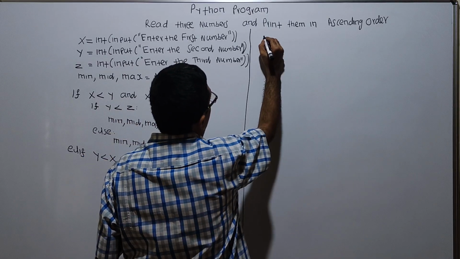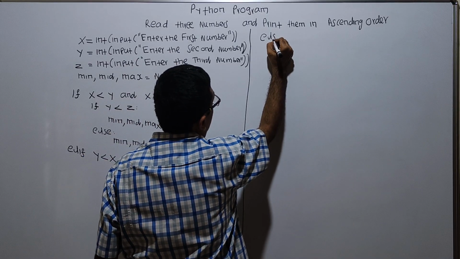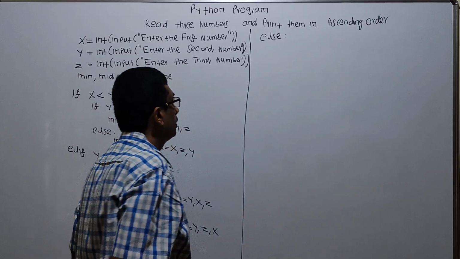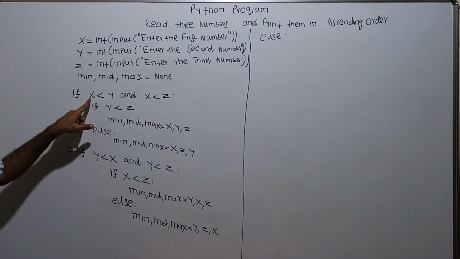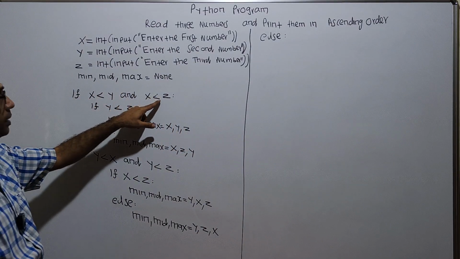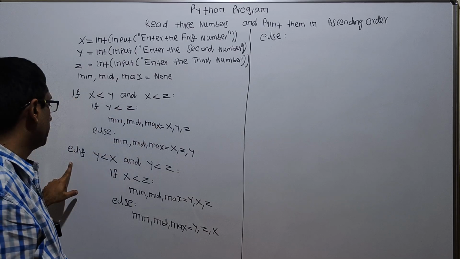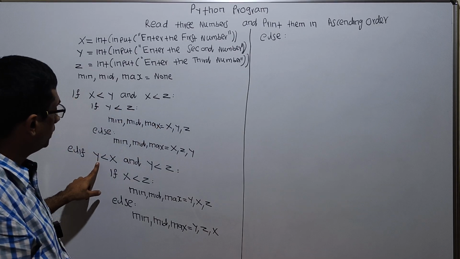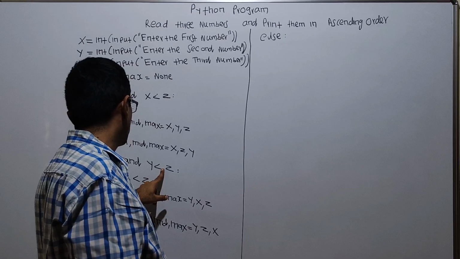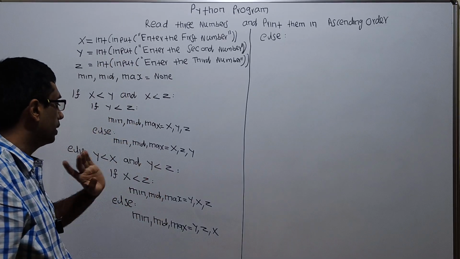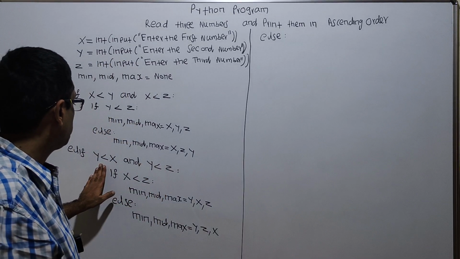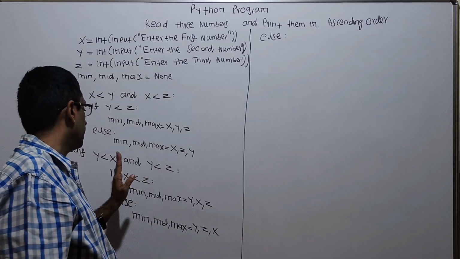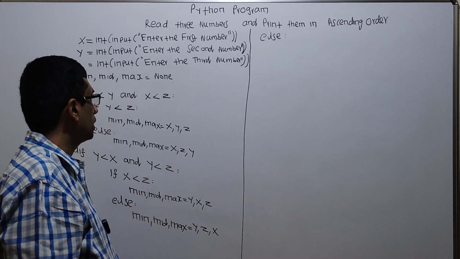Here I am writing an else. So the else will be reached when "x is lesser than y and x is lesser than z" is false, and the control comes to the elif. Here, y is lesser than x and y is lesser than z. This is also false, which means the control will come to the else. In this case, z is lesser than y and z is lesser than x. That is the condition, so that is an else.